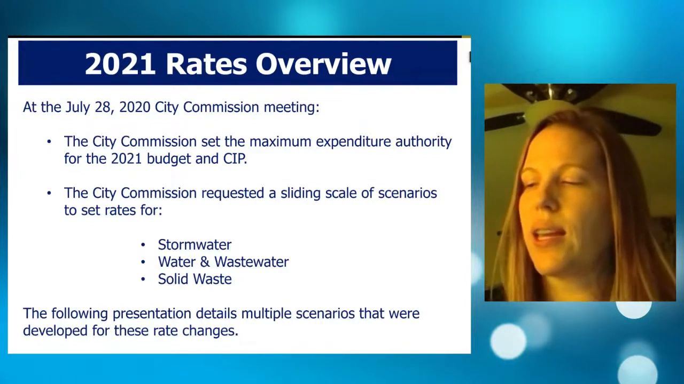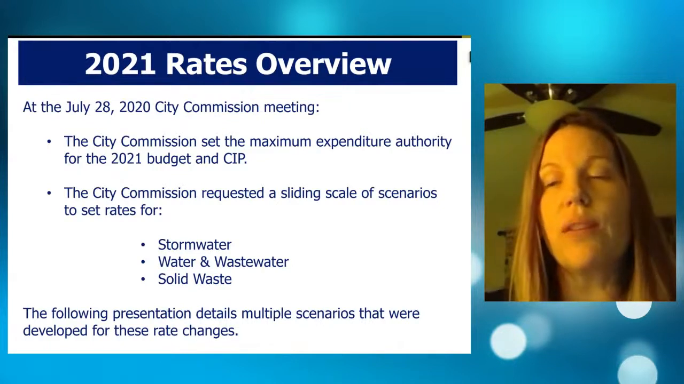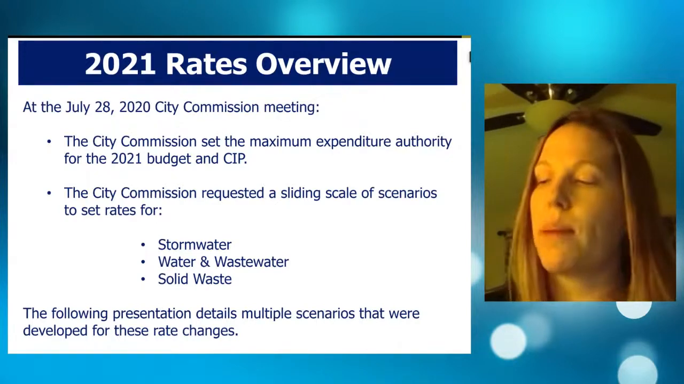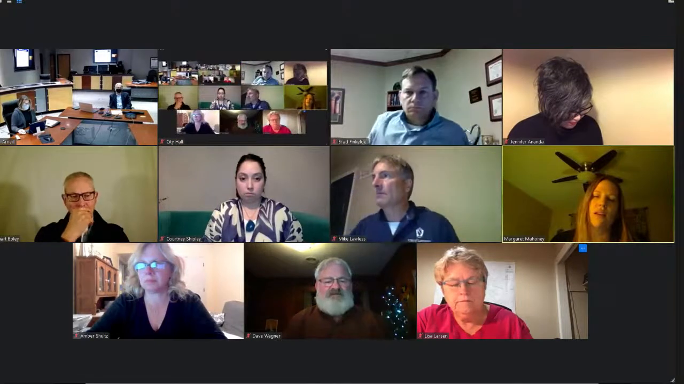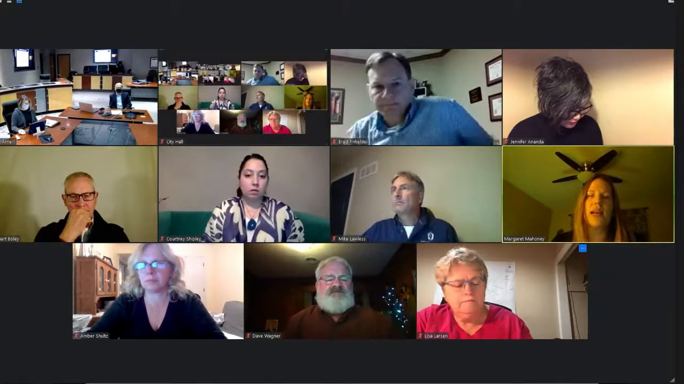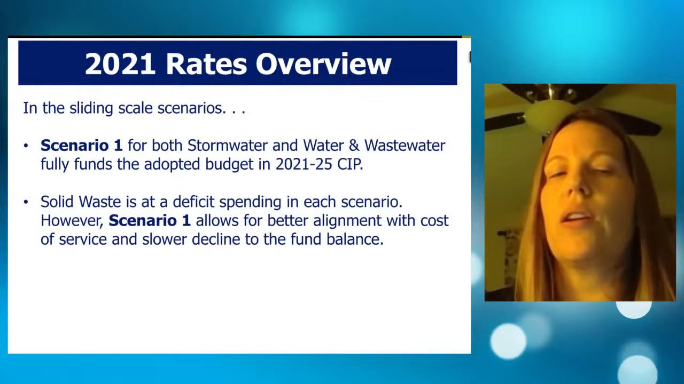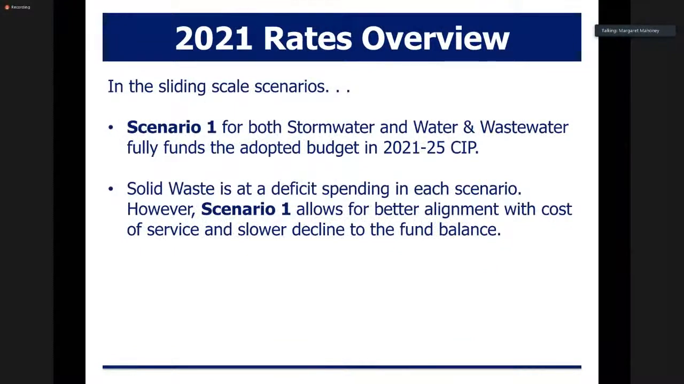And just a reminder that you're setting the rate that will fully fund the adopted budget for 2021, or you are selecting an alternate rate that will modify the budget in some way. So in the sliding scale scenarios, scenario one for both stormwater and wastewater fully funds the adopted budget for 2021, as well as the 2021 to 2025 CIP. In the case of solid waste, there is deficit spending in each scenario. So in that case, scenario one does allow for better alignment with the cost of service and a slower decline to fund balance.